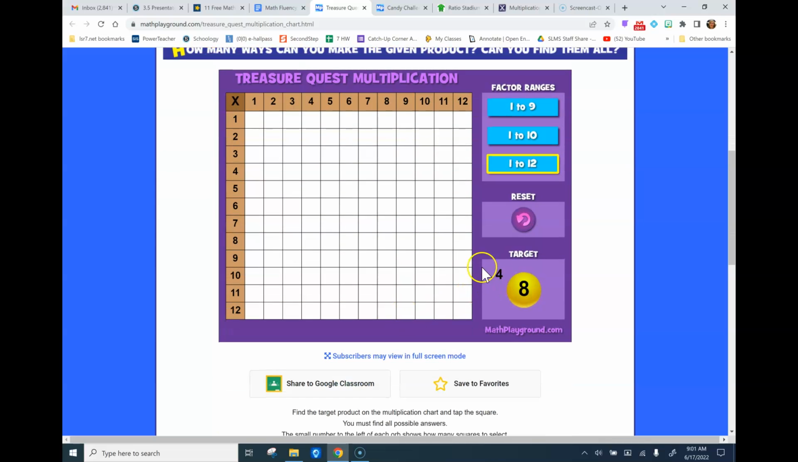But I liked that they have the challenge of, not really challenge, but they told you there's 4 ways to do it. So you can't just do it once. You have to show all of them. So it shows that numbers can go both ways. So it's 8 times 1, but it's also 1 times 8.